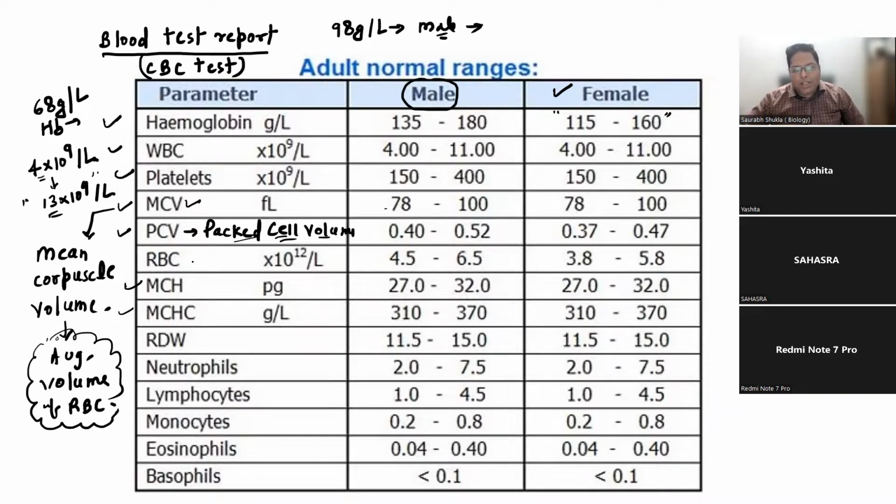In the same manner, you can check the value of RBC. It's a big number, 4.5 into 10 to the power 12. MCH is the mean corpuscular hemoglobin concentration. Neutrophils, lymphocytes, monocytes, these are all the types of WBCs. These are all the different types of WBC.